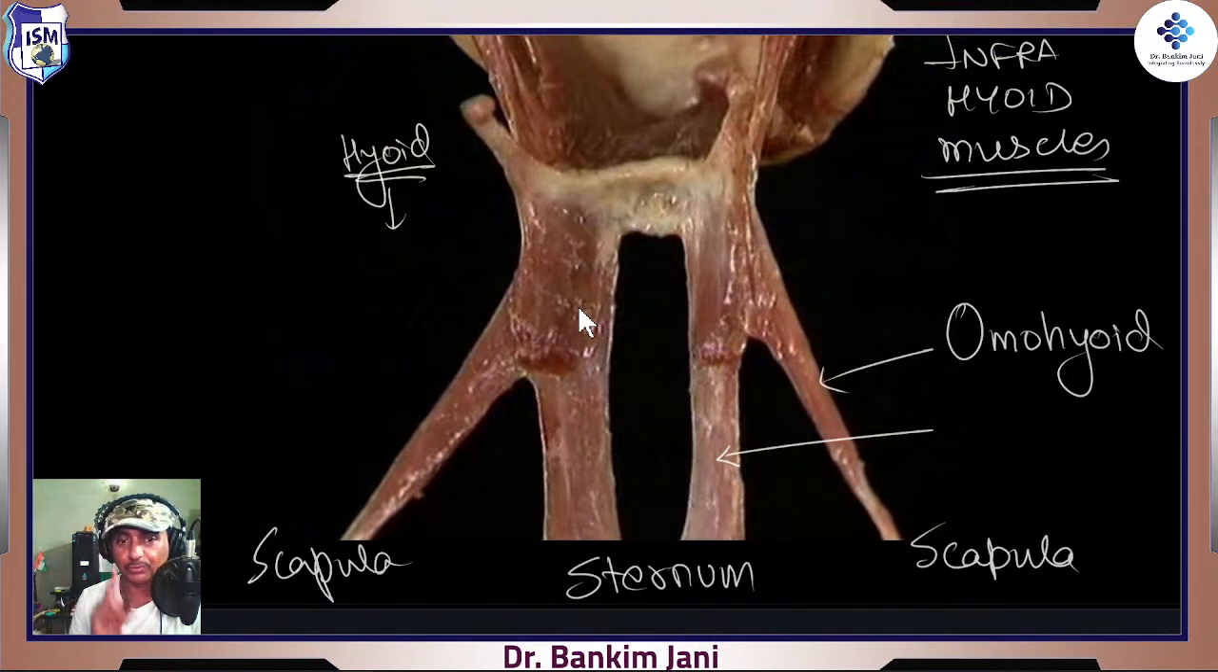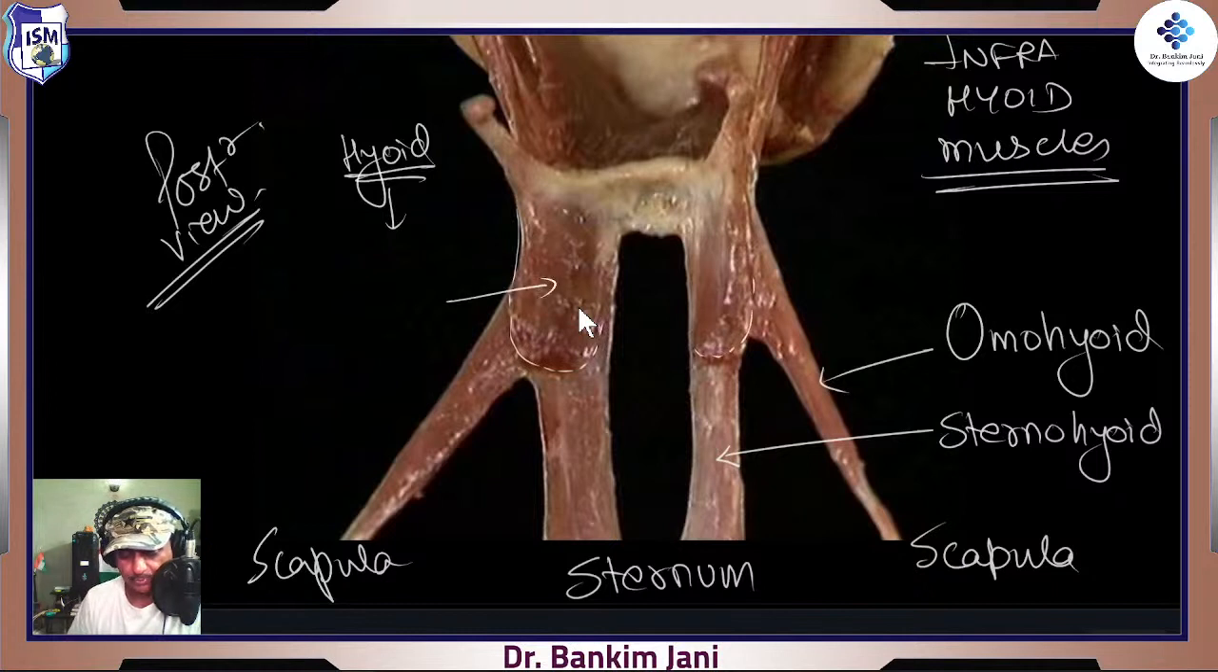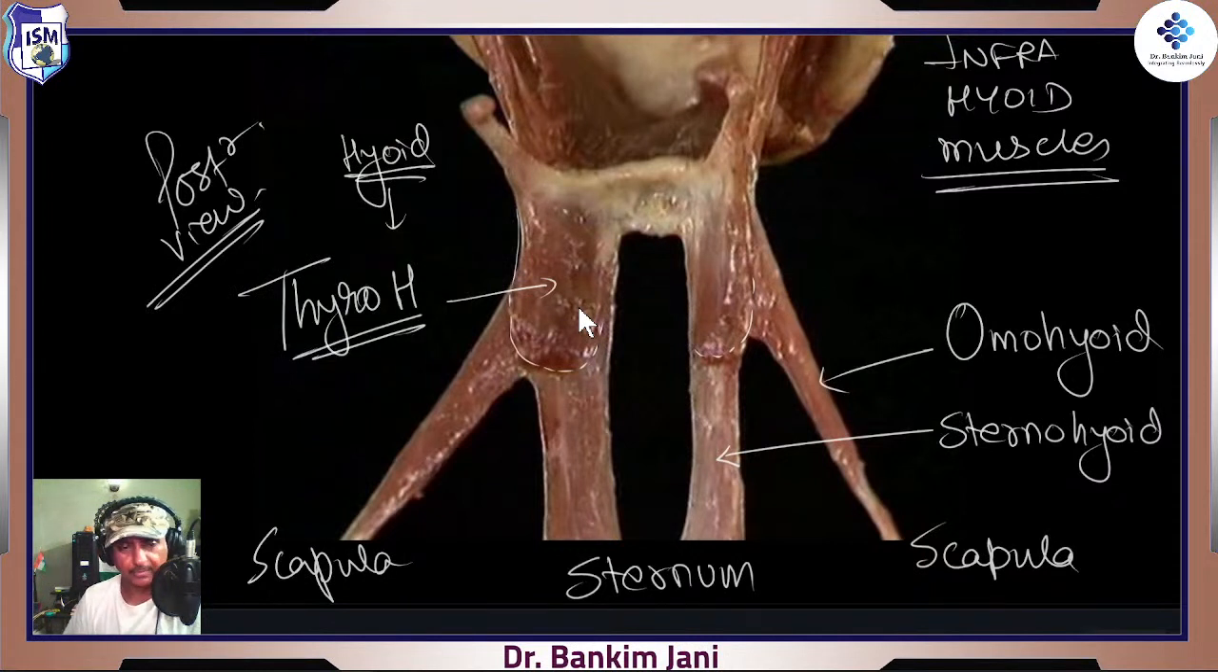And then we have not touched one structure, and that is the thyroid cartilage, right? And see, this is the posterior view. Remember, this is the posterior view because from the anterior view you cannot see the thyrohyoid. So this is the small muscle. This one is thyrohyoid. So this thyrohyoid is from hyoid to thyroid cartilage.